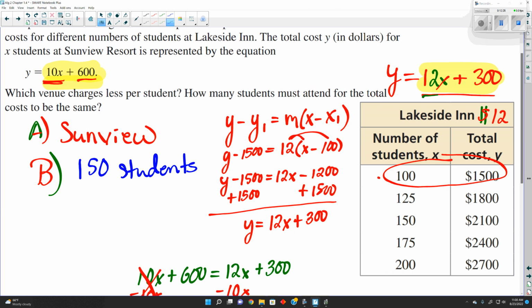Because the slope of this is 12, and the slope of this one is 10, this one here is going to increase faster. It's going to eventually overtake it. And they meet up at 150. So if we have more than 150 students, which one do we want? Sunview, because even though it starts off more expensive, it eventually is going to get cheaper than the other venue.